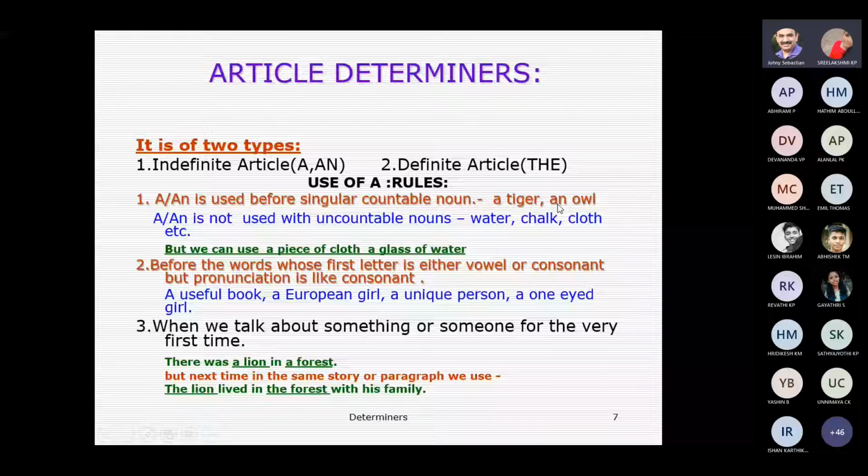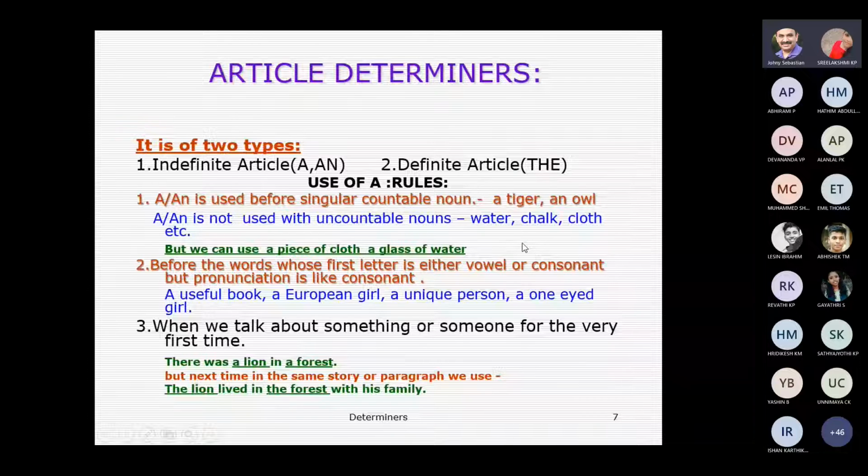A or an is not used with uncountable nouns. We cannot use them with uncountable nouns like quantity, water, chalk, cloth, etc. We say chalk, but we don't say a number. But we can say a piece of cloth, a glass of water, etc. So instead of saying cloth, we will say a piece of cloth, or a glass of water, because it's a quantity.